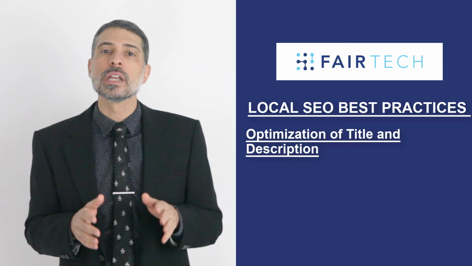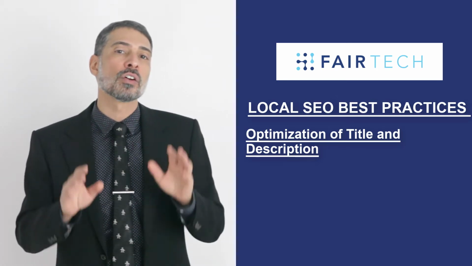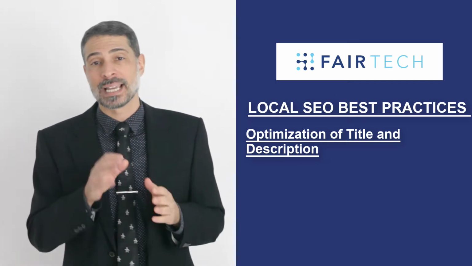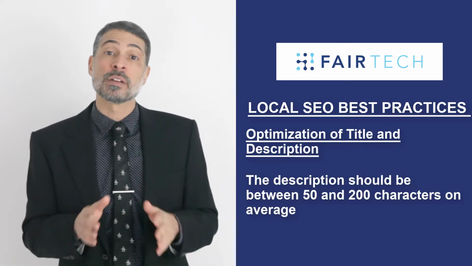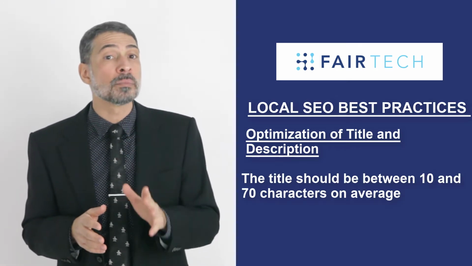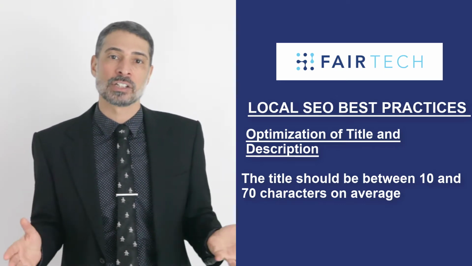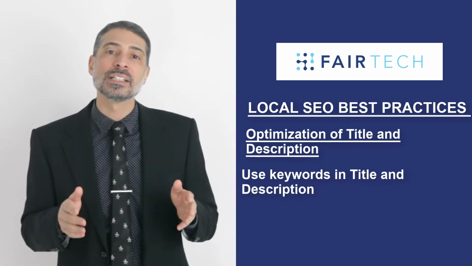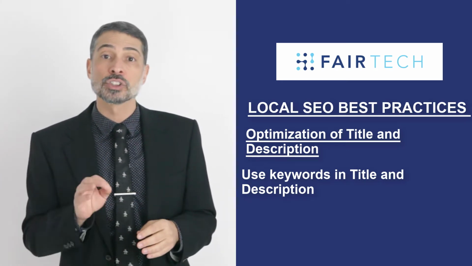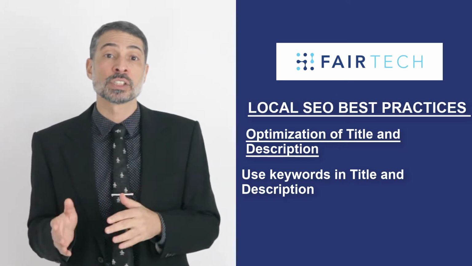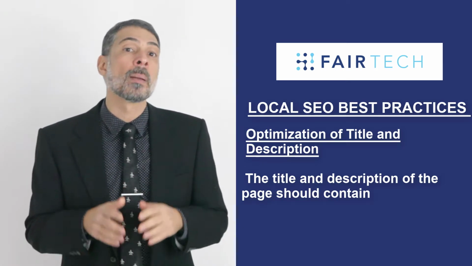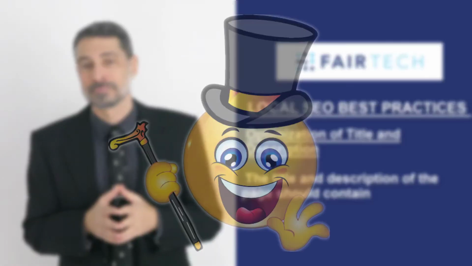If not, we recommend that you consider the following guidelines when writing the title and description meta text. The description should be between 50 and 200 characters on average. The title should be between 10 and 70 characters on average. The title and description of the page should contain a mention of the territorial zone that your business services: district, city, region, country, etc. Use keywords in title and description, but don't overload your text with them.